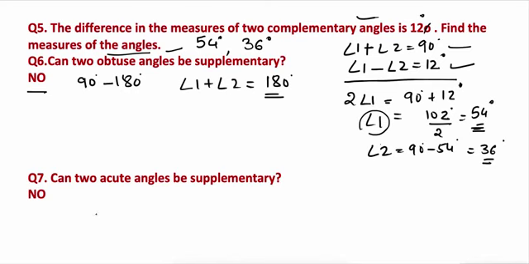Question number 7. Can two acute angles be supplementary? The answer is no, because for supplementary, angle 1 plus angle 2 should be 180 degree and the acute angle is between 0 to 90 degree. So their sum cannot be equal to 180 degree.